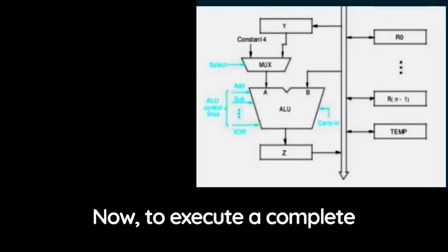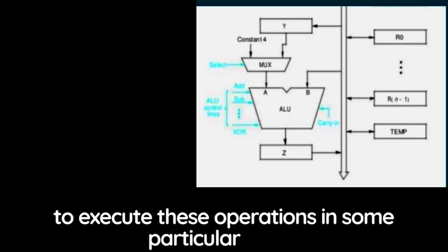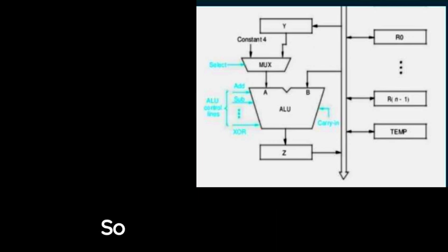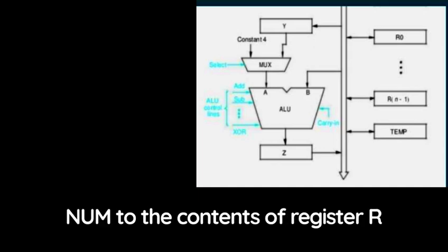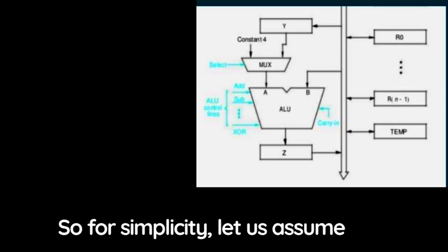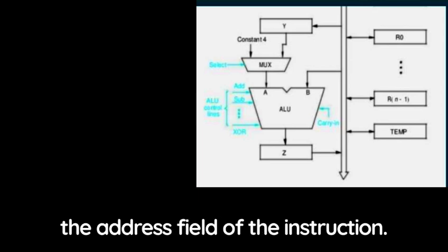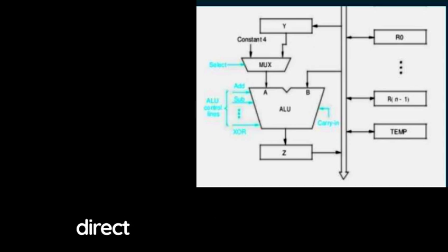Now, to execute a complete instruction, we need to take help of these basic operations, and we need to execute these operations in some particular order. So let us take an example. We want to add the contents of memory location num to the contents of register R1, and finally store the result in register R1. For simplicity, let us assume that the address num is given explicitly in the address field of the instruction. That is, in this instruction, direct addressing mode is used.